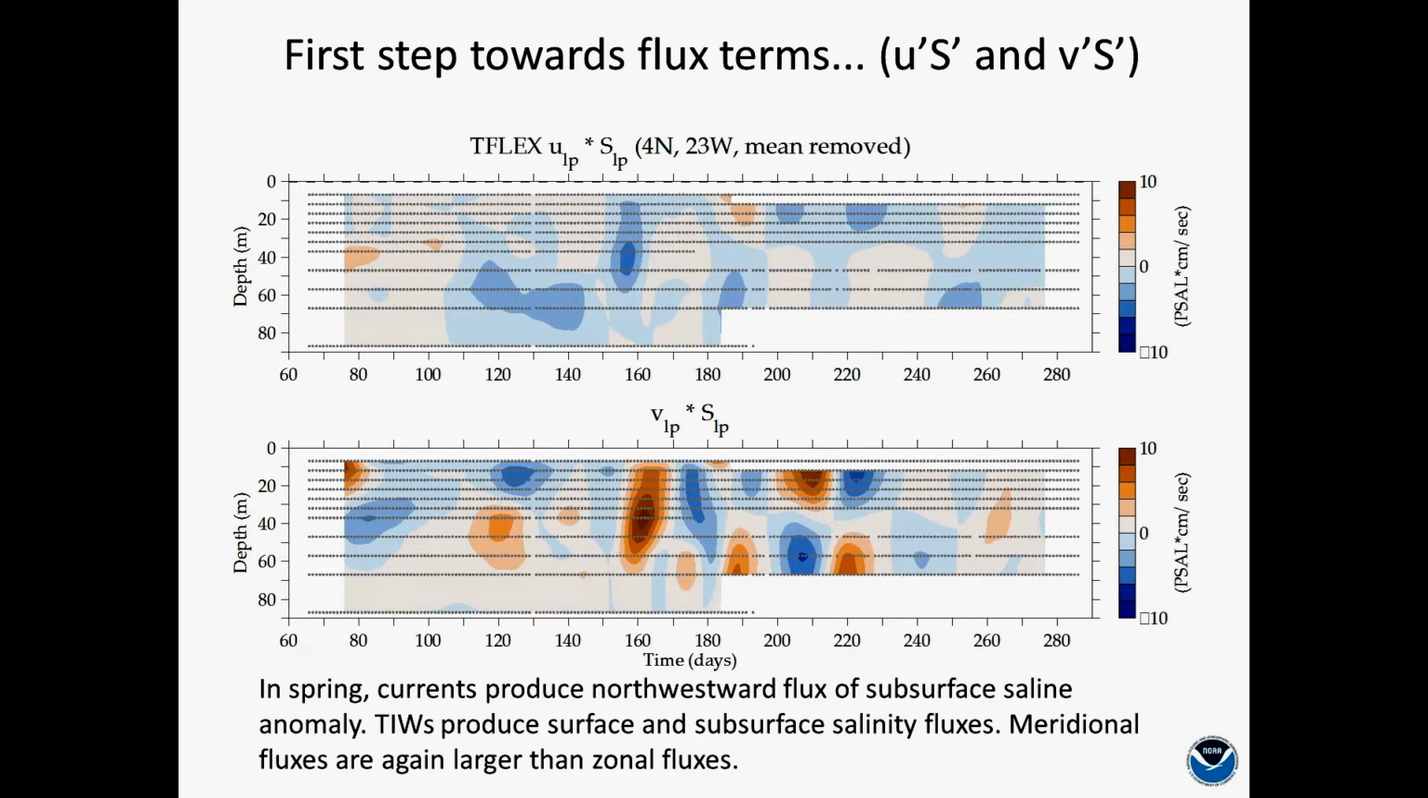Okay, if we do the same thing for salinity, the fluxes are weaker, or maybe my scale is just not a great scale. But what you see is that the currents produce a northwestward flux of subsurface saline anomalies, but it's a little bit higher up in the water column, and that has to do with where those salinity anomalies were sitting in the water column. And here you do have strong subsurface advection or fluxes of salinity, but you also have very strong surface fluxes of salinity. And again, the north-south component is winning out over the zonal fluxes.